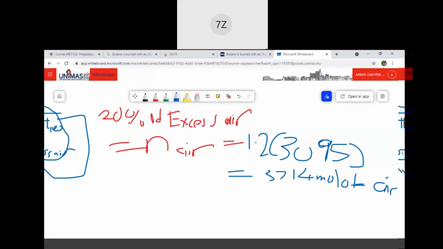Now you have the air, so we can get the number of mole of every composition of the product. So for CO2, H2O, O2, N2. For butane, it is already given as 10 mole because of the conversion of 90%. So 100 minus 90%, you get 10 mole.